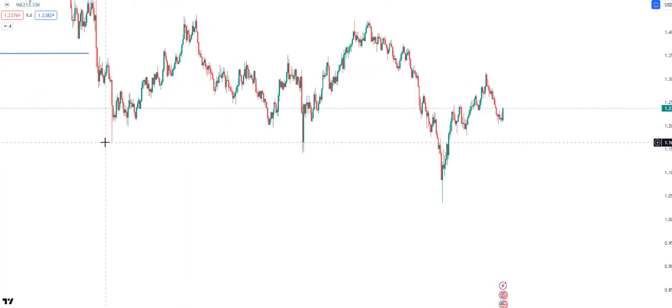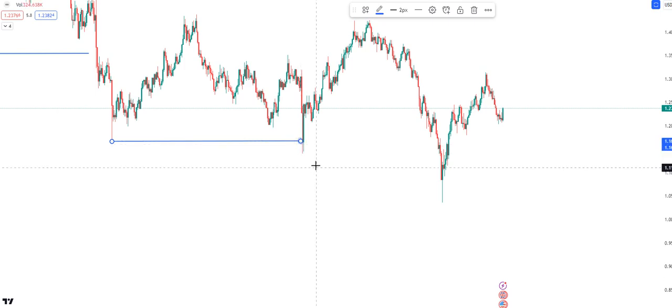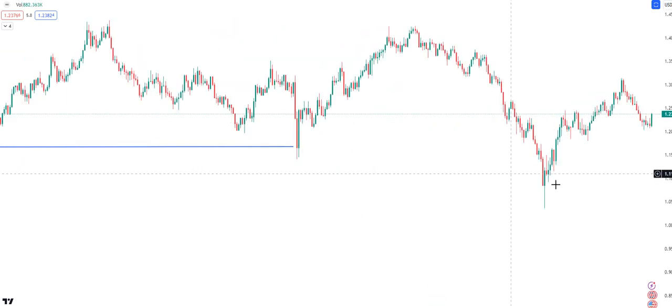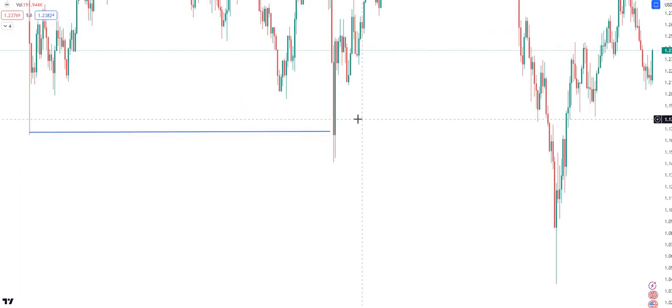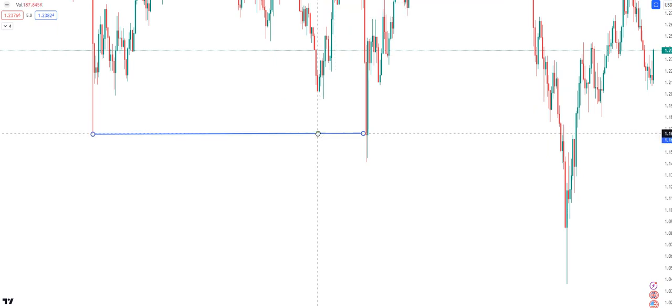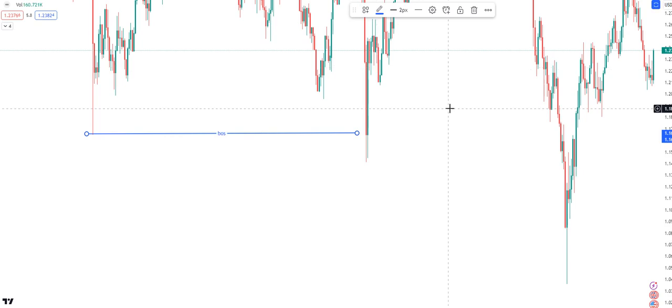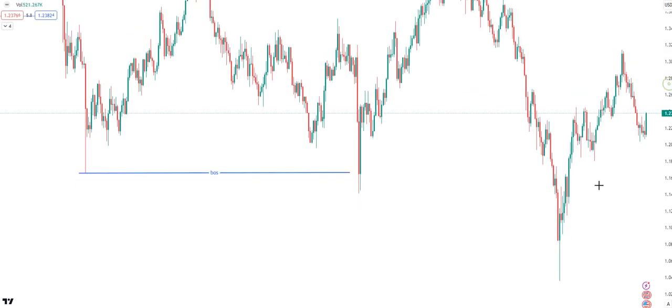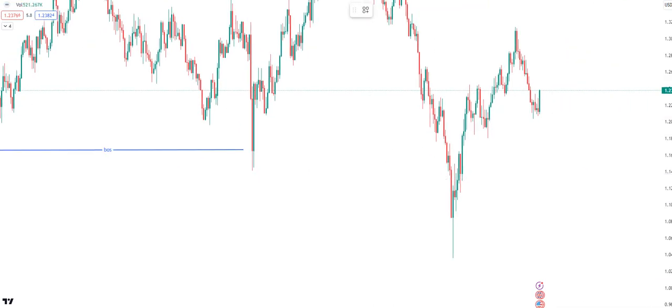So here we didn't break anything actually, so this one here, did we close below this? Maybe we did close below this. I have to check. Yeah, we did close below this, so this is also a break of structure, and then we have another break of structure here.